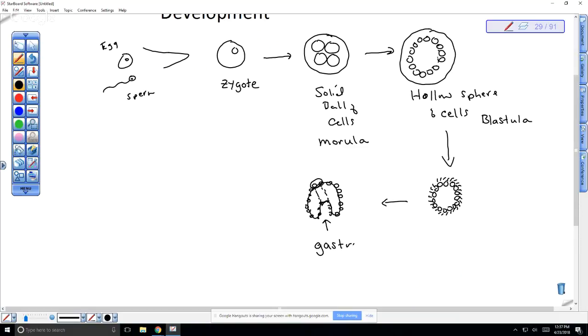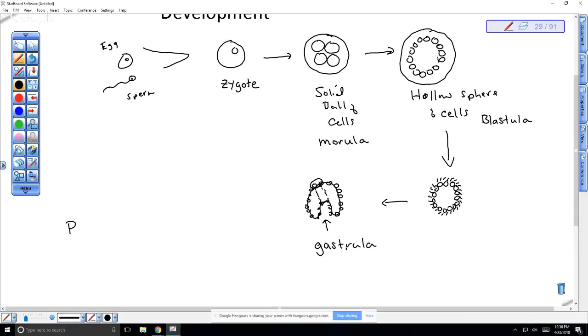So think digestive system, your gastrovascular tract. Gastro means stomach. A gastroenterologist studies your stomach and your digestive tract. Okay, so gastrula. So this is the first opening. And in some organisms, this is the mouth. Okay, so this is where the difference comes in.